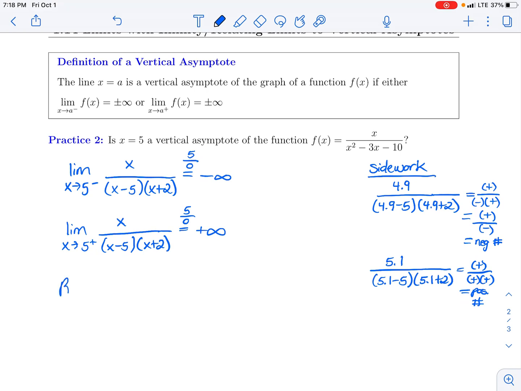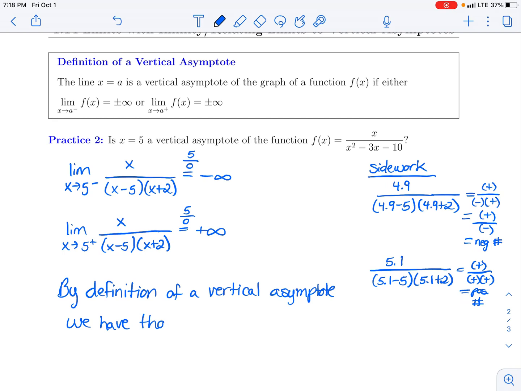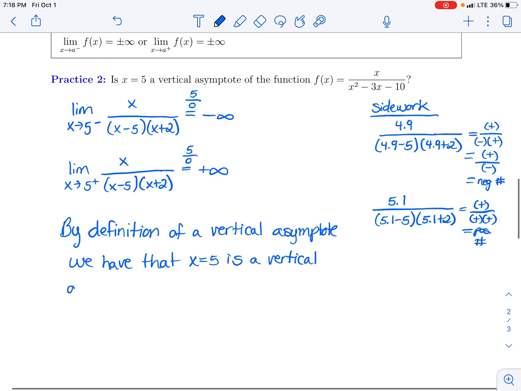And so by definition of a vertical asymptote, we have that x equals 5 is a vertical asymptote of the function f.